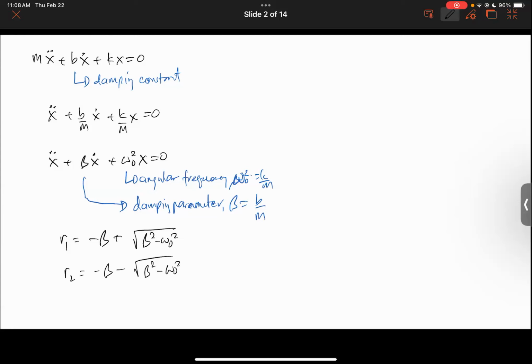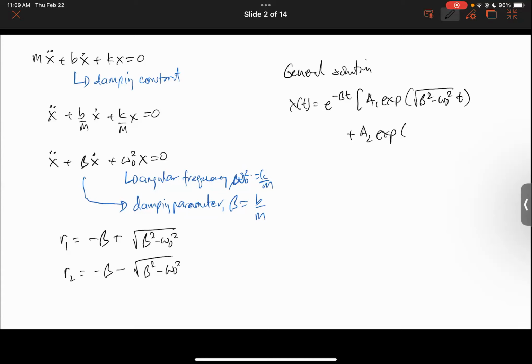Okay, ang general solution dito is x of t is equal to exponential of minus beta t times A1 exponential of square root of beta squared minus omega naught squared t, plus A2 exponential of negative square root of beta squared minus omega naught squared t.